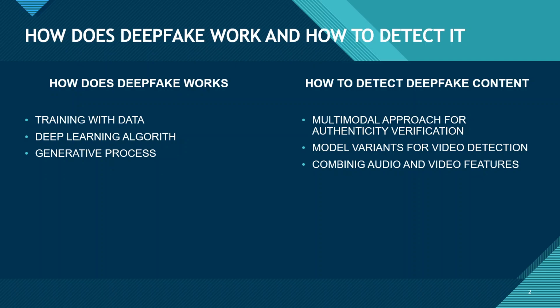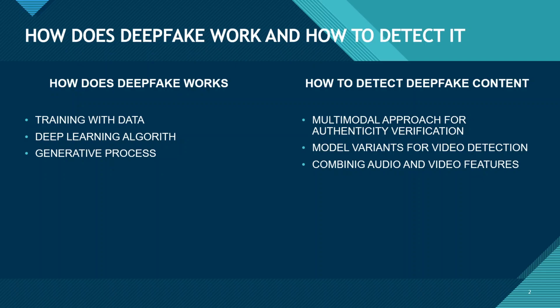Training with data. Think of deepfake as a skilled impersonator. The more information it has about the target person, the better it can impersonate them. This is where training data comes in. Deepfakes use a lot of images, videos, and even audio recording of the target person. You can think of it as an actor studying for a role. The deepfake algorithm studies the target person's appearance, facial expression, and even how they speak. The more data it has, the more convincing the impersonation will be.